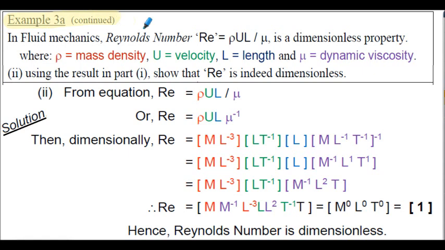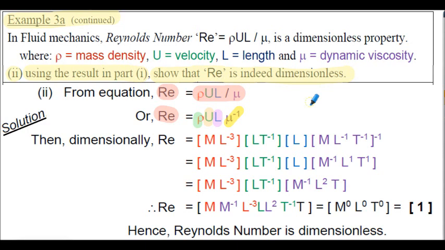Example 3 continued. This is part 2 now. It says using the result from part 1 on the previous slide, we've got to show that Reynolds number is indeed dimensionless. This is just really for practice of manipulating our equations using dimensions. So now considering the equation given for Reynolds number, rho u L divided by mu. On the next line I've simply written Reynolds number in the form of rho u L multiplied by mu to the negative 1, just using my reciprocal rule of indices here.